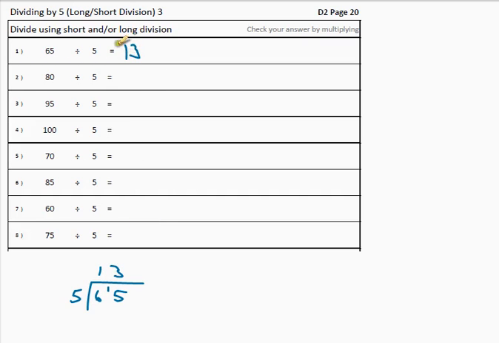13. When we divide, because dividing can be tricky, we would like to check our answers. 13 times 5. Now 10 times 5 is 50. 3 times 5 is 15. In other words, the answer is 65, which is what we had there, so it is correct.